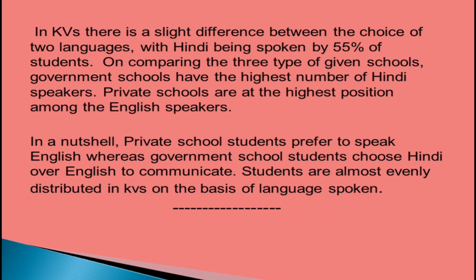So you can see, in a nutshell, private school students prefer to speak English, whereas government school students choose Hindi over English to communicate. Students are almost evenly distributed in KVs on the basis of language spoken. So my dear students, I hope this sample answer will help you to write in a suitable, proper way to describe a graph or chart.